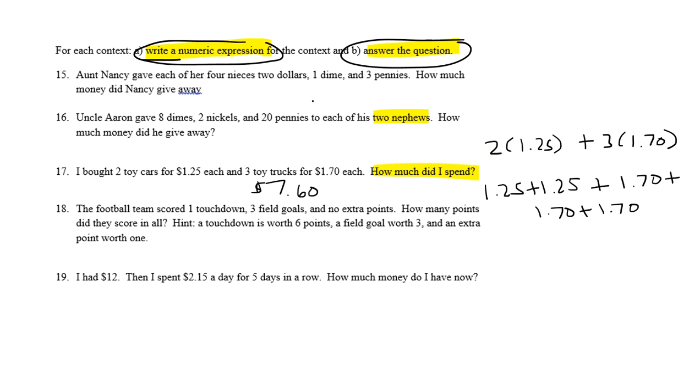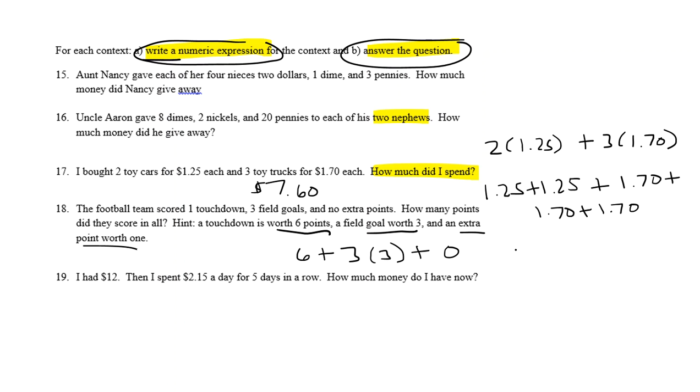So both things. Okay, number 18. The football team scored 1 touchdown, 3 field goals, and no extra points. How many points did they score in all? Hint, a touchdown is worth 6 points. A field goal is worth 3 points, and an extra point worth 1. Okay, so if they did 1 touchdown, that's worth 6 points. 3 field goals, and each field goal is worth 3 points, and no extra points. So that would be one way to write the math.